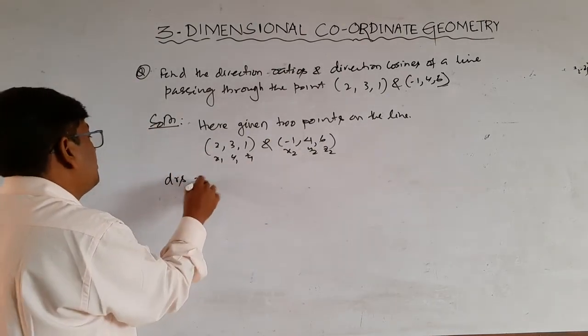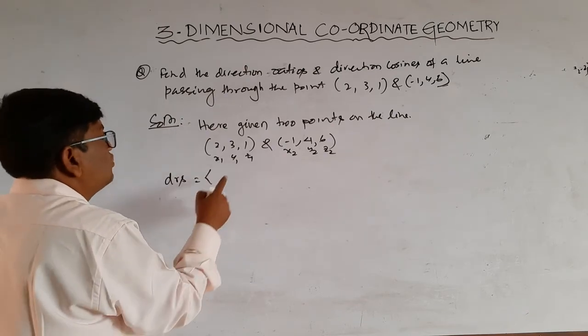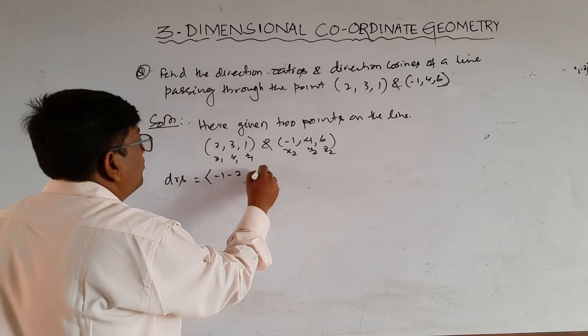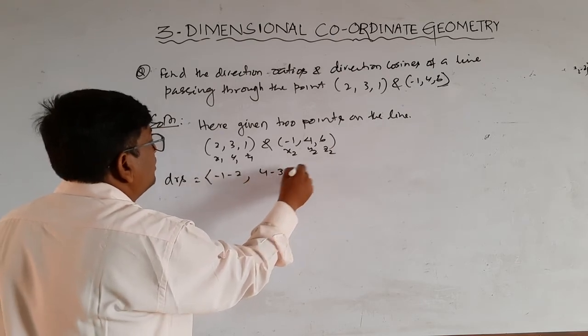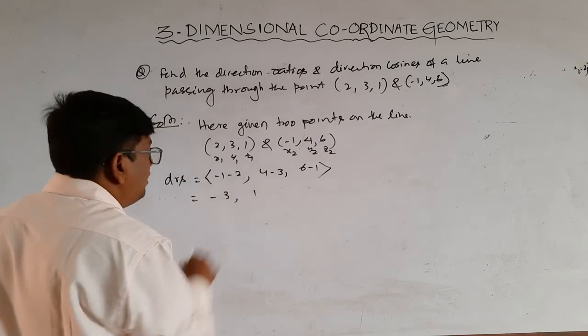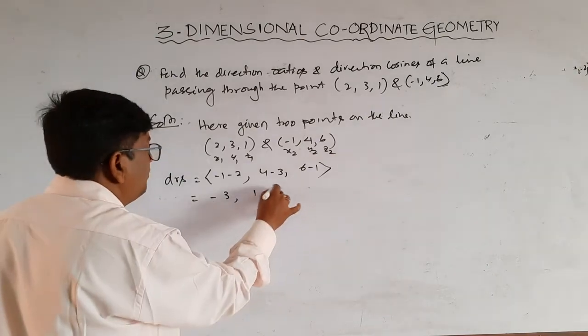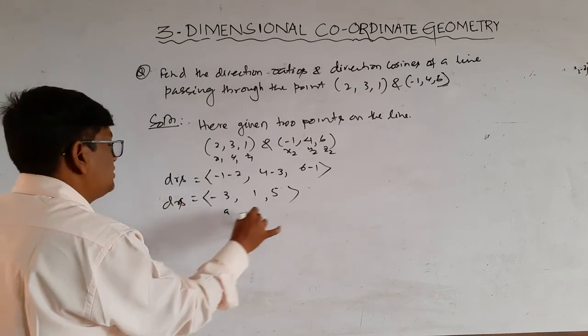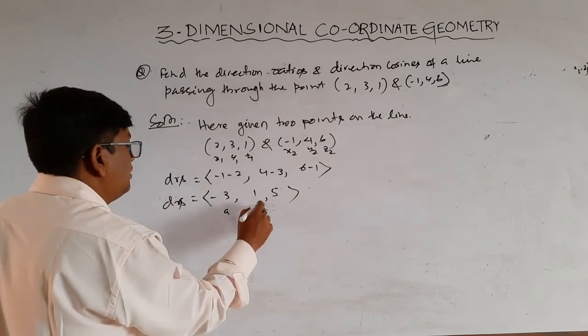DRs is equal to x2 minus x1, that is minus 1 minus 2, y2 minus y1, that is 4 minus 3, and 6 minus 1. So this is equal to minus 3, 1 and 5. These are the DRs, so this is A, B and C.